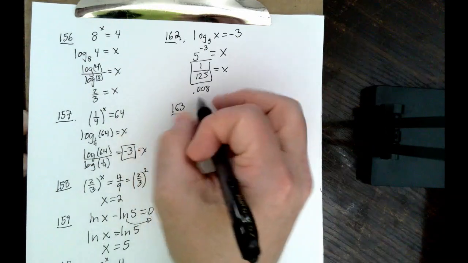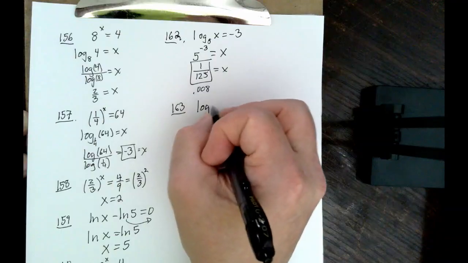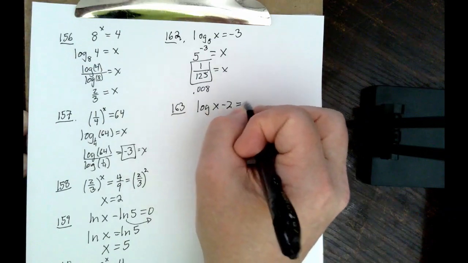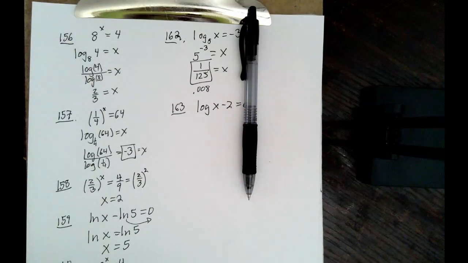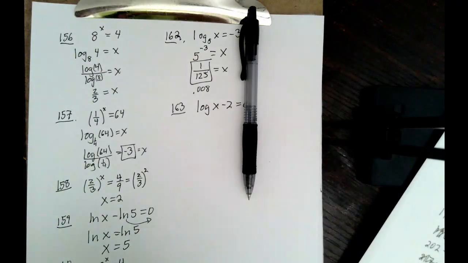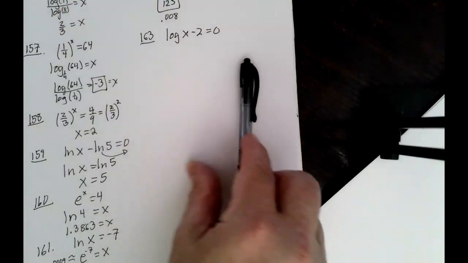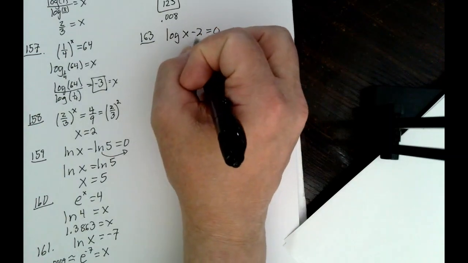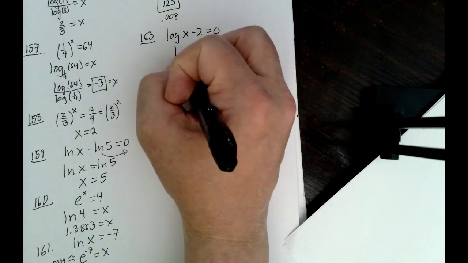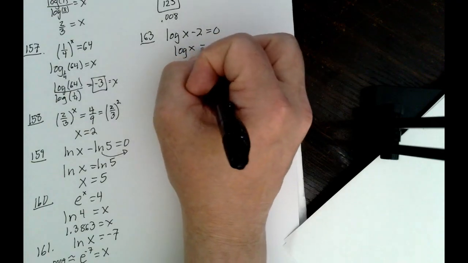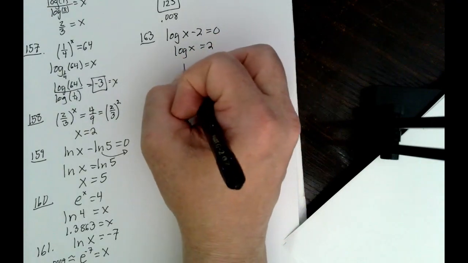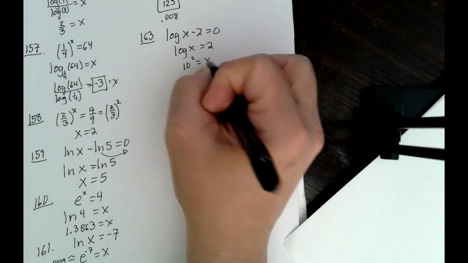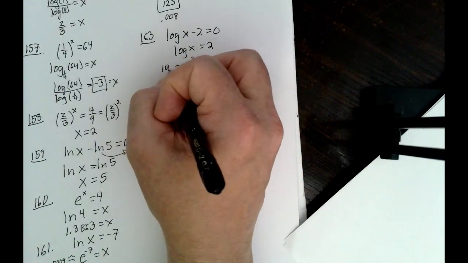163. Log x minus 2 equals 0. Alright, so log x subtract 2 equals 0. So you can bring the 2 over to the other side, and you get log x equals 2. And that just means 10 to the 2 equals x. So x is 100.